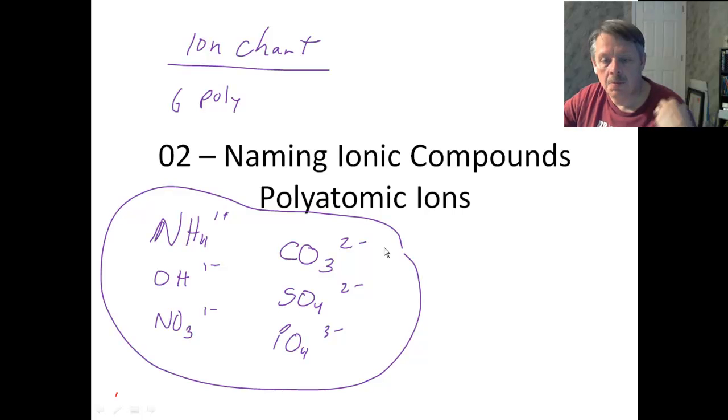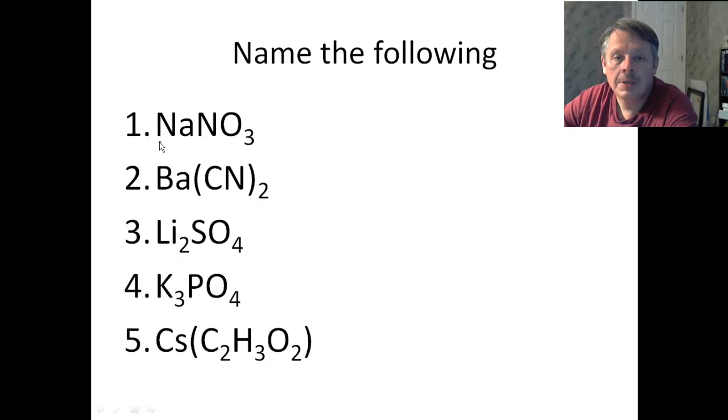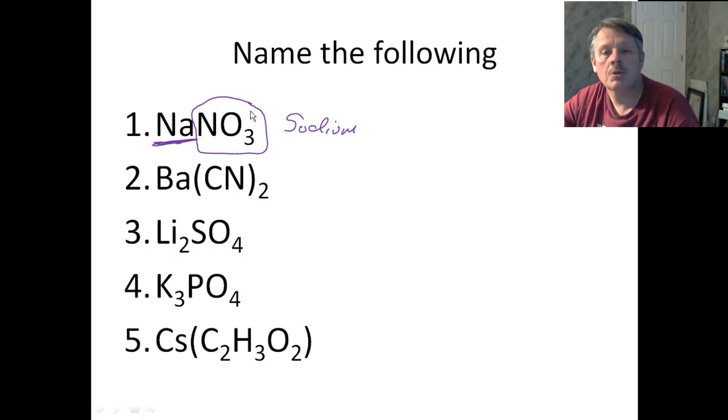Right? So anyway, we're going to go and name these, and we're going to name them pretty quickly. Now remember, when you are naming, so far, all you're doing is looking at the first thing, which is going to be a metal. The metal is going to retain its name, so that's going to be sodium. And when you're looking at polyatomic ions, you're going to look on your ion chart for these things over here. Now again, this is one of those that you should have memorized, and so this is nitrate.